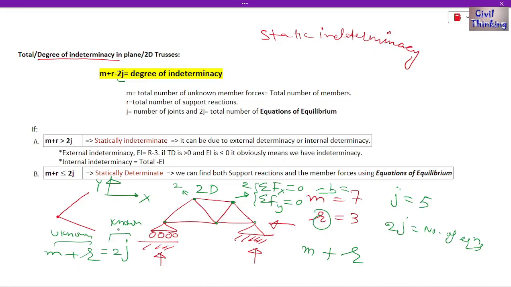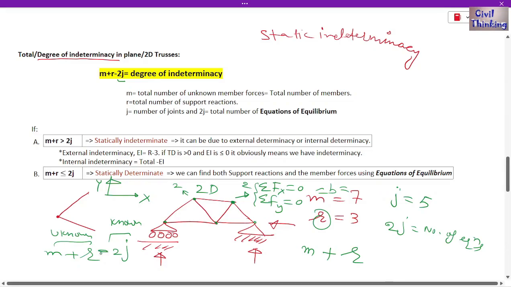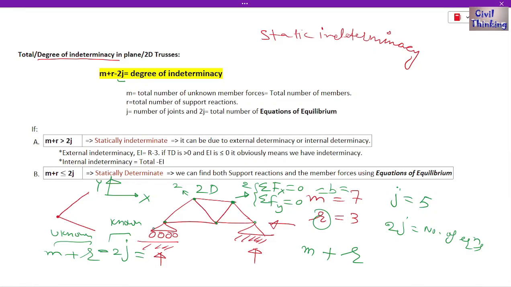So when knowns are equal to unknowns, can we find the unknowns? Yes. So when m plus r is 2j, then it is determinate. And when unknowns are more than knowns, we cannot find the unknowns. In that case we have indeterminacy. And how much indeterminacy? We will find that with a minus sign. When we subtract knowns from unknowns, it will give us a number, right? And that number will tell us the degree of indeterminacy.